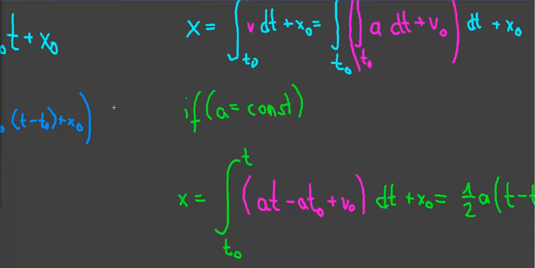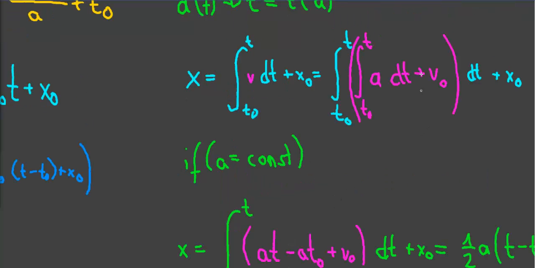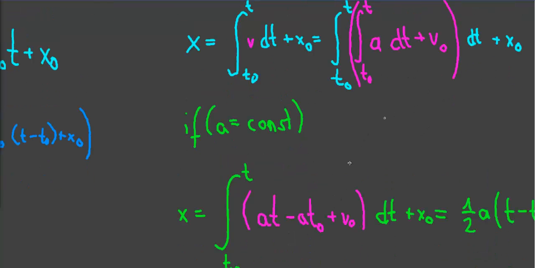Of course, for this formula you can just leave t0 as 0. That's no problem. Then what you also have is the v0. You also have to take that. So in the end, you have a times t minus a times t0 plus v0. That's your velocity.